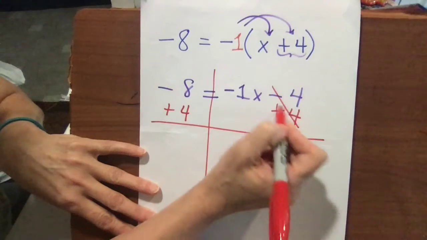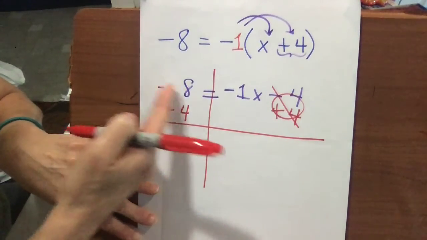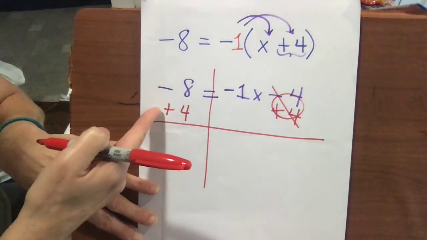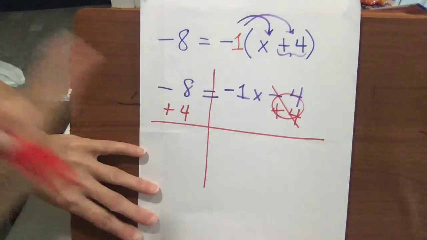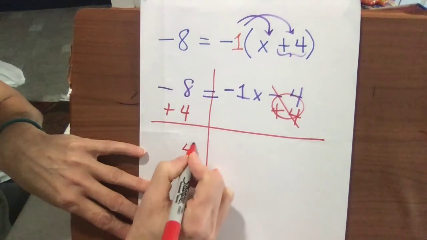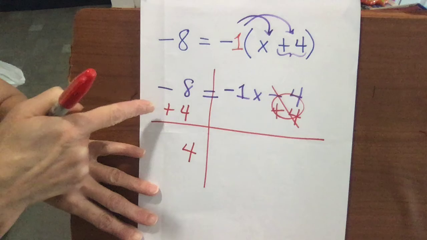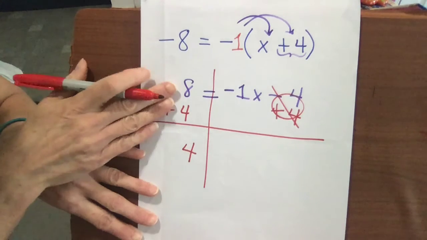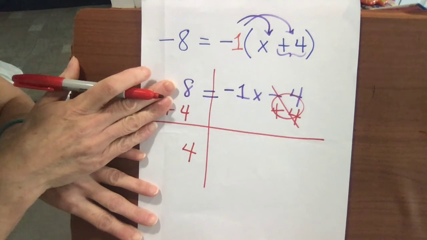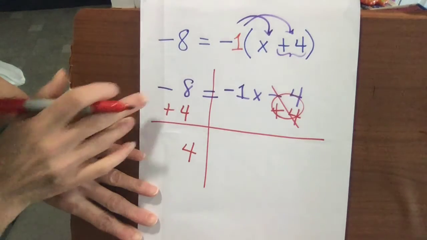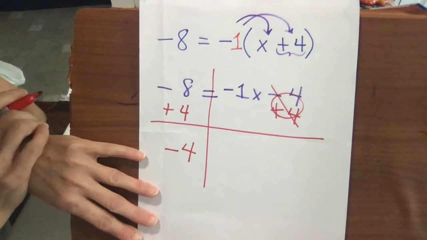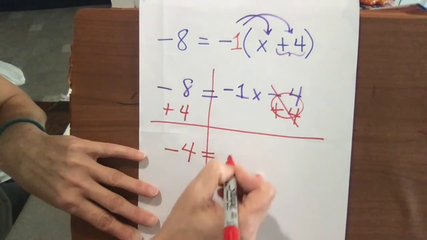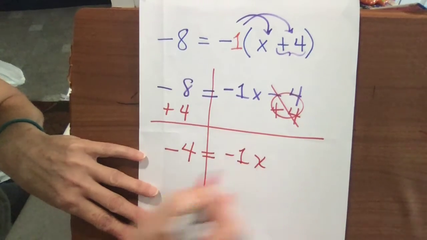-4 plus 4 is 0. -8 plus 4, different signs, which means difference, which means subtract. So 8 minus 4 is 4. And you're going to take the sign of the higher number. So if you look at these two numbers without signs, 8 is larger than 4, and it has a negative on it, so we're going to have a -4. That will equal to -1x.